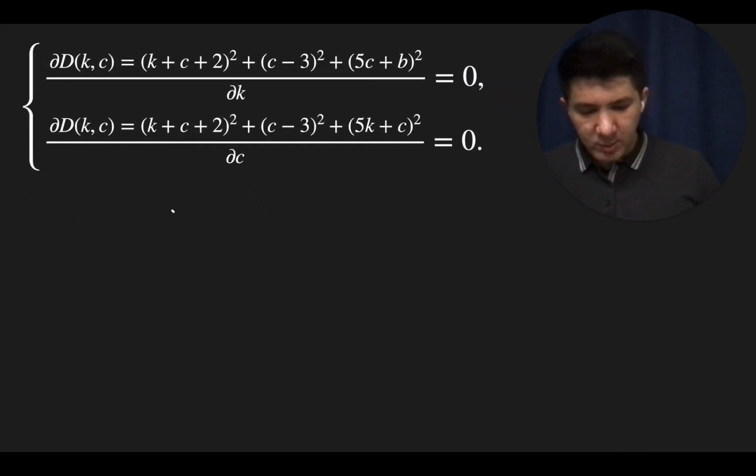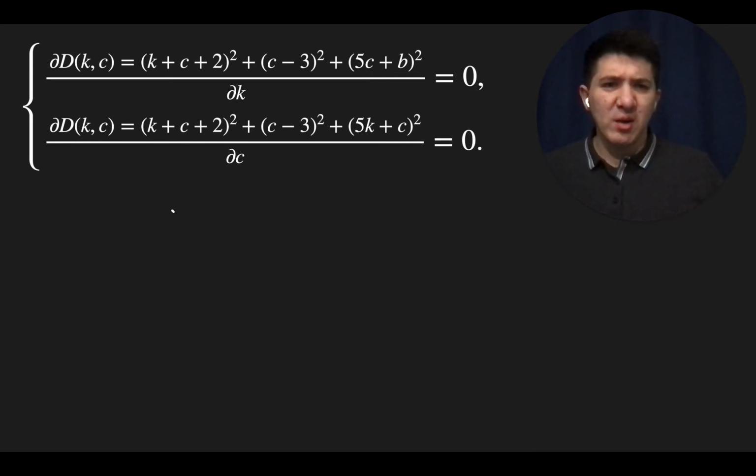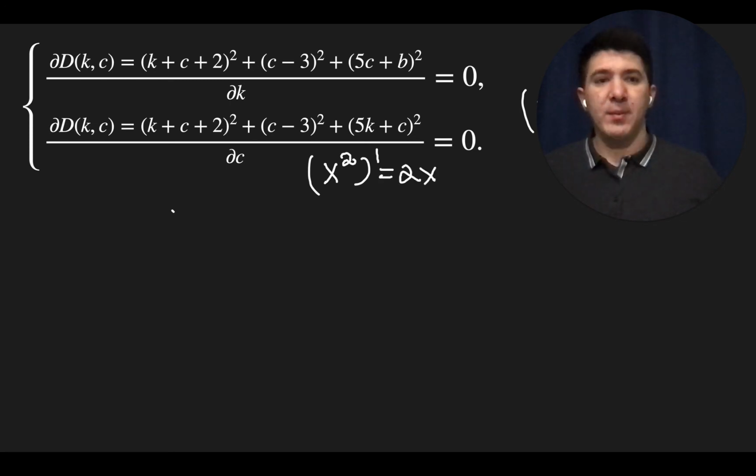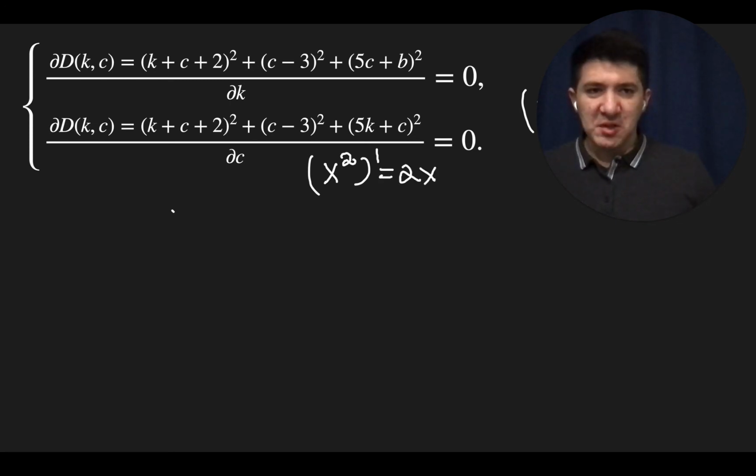So for the first one, we need to use the so-called chain rule, or just a power function. The derivative of x squared is simply equal to 2x. Okay, so I'm just going to use this formula. Let's substitute this for the first one.